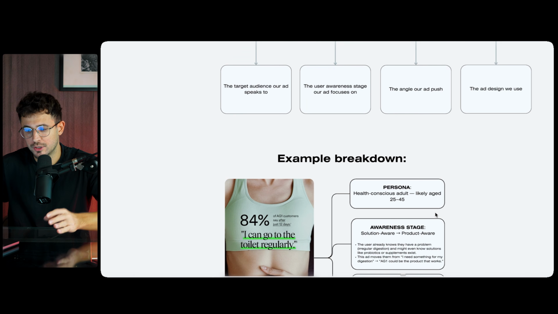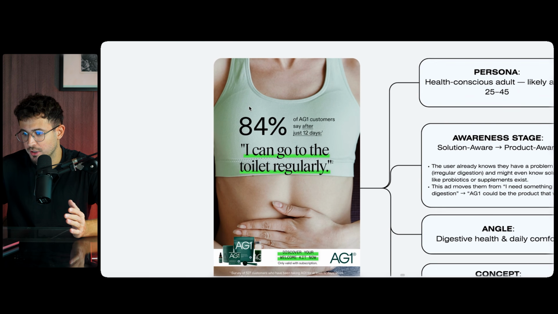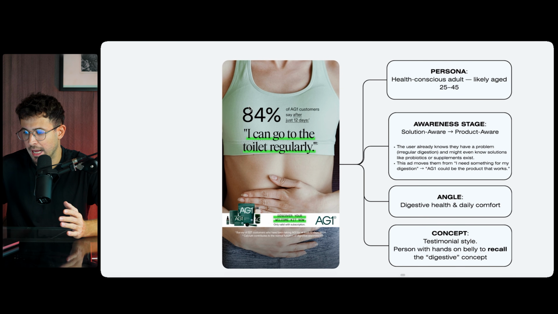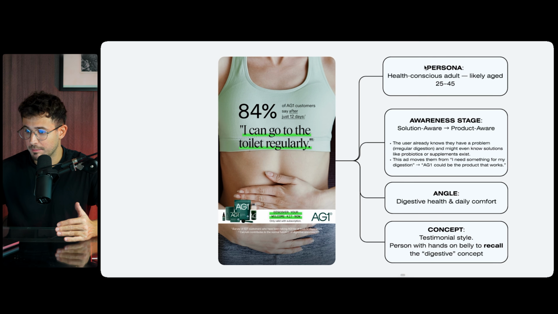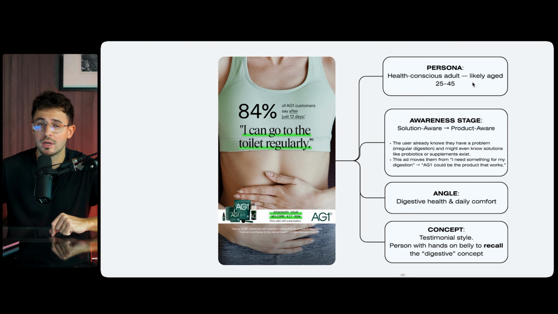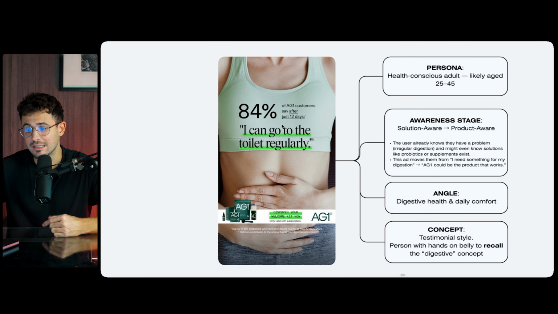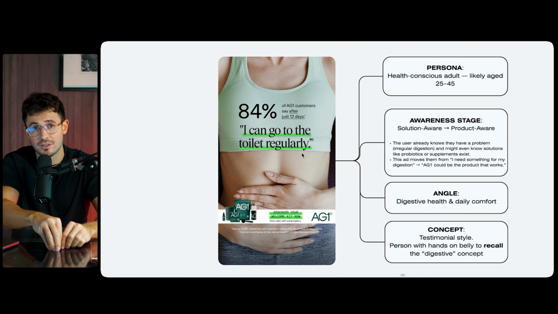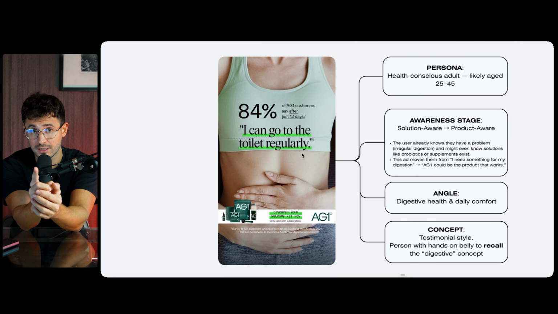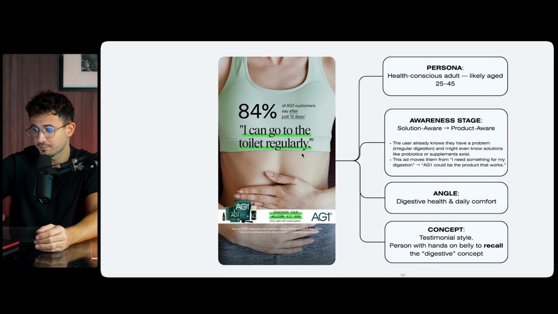Now, this is an example, just a breakdown from AG1. So this is the actual ad, right? This is just a simple testimonial ad, but a simple testimonial ad can basically hide a lot of different things inside if we break it down, and the breakdown is basically here. As you can see, there is a specific persona here, which is health conscious adults, likely aged between 25 and 45. Why? Because you can see the body in the background is within this age range, okay? And so Meta is going to deliver the ad towards this age range because there is a reference within the actual ad concept that goes towards this audience, right?